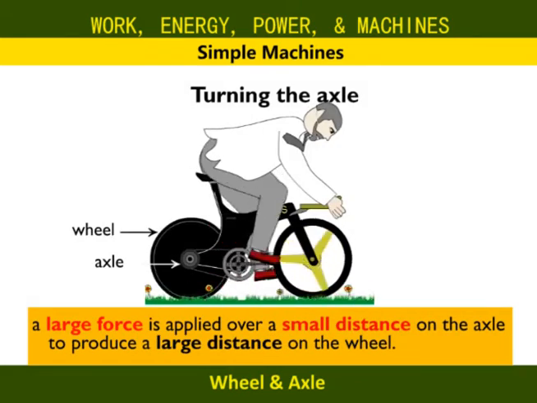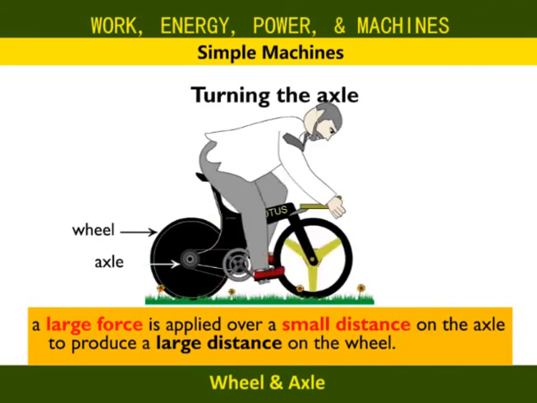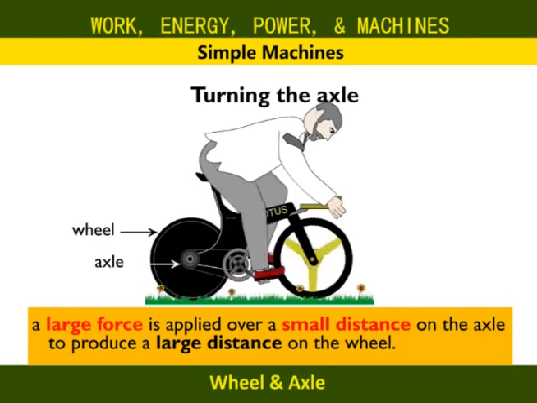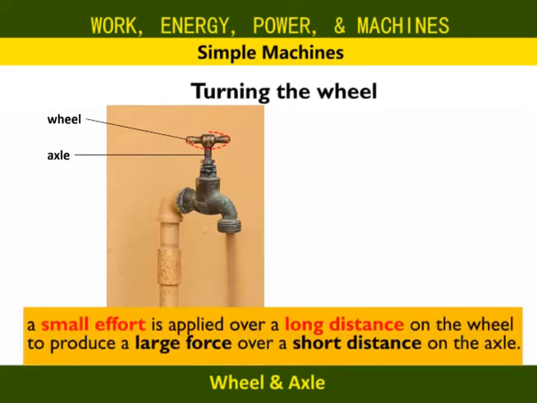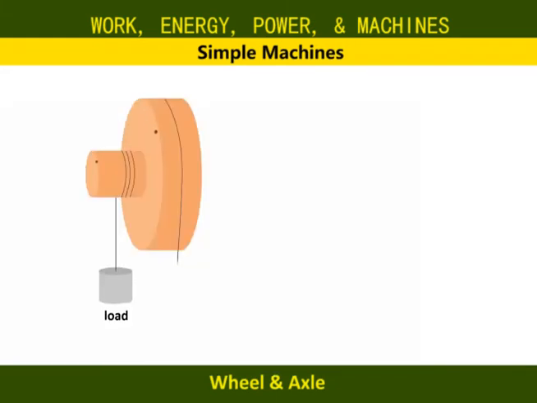The wheel and axle is used in bicycles where a larger force is applied over a short distance on the axle to move a longer distance on the wheel. A water tap is also an example of a wheel and axle. Without the wheel, it will be difficult to turn the axle. So we apply a small effort over a long distance on the wheel to move a larger load on the axle but over a short distance. The same happens in the steering wheel of a car. It is also used to lift heavy loads.